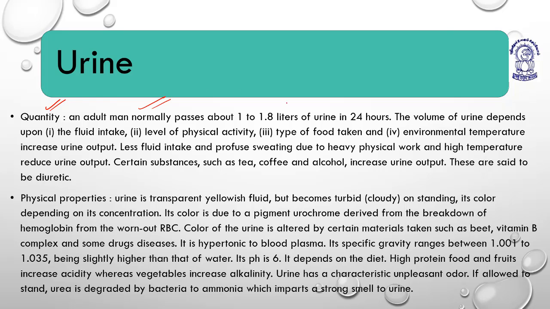An adult man normally passes around 1 to 1.8 liters of urine in 24 hours. The volume of urine depends upon fluid intake, the level of physical activity, what different types of physical activities you are involved in, the type of food taken, and environmental temperature. Less fluid intake and profuse sweating due to heavy physical work and high temperature reduce urine output, to conserve the level of water and salts. Because if water goes, then salt will also go.